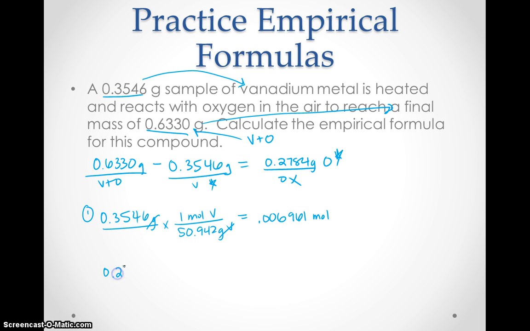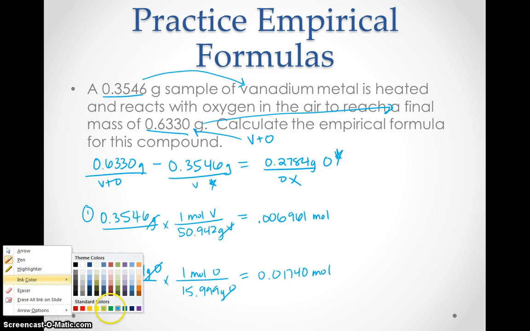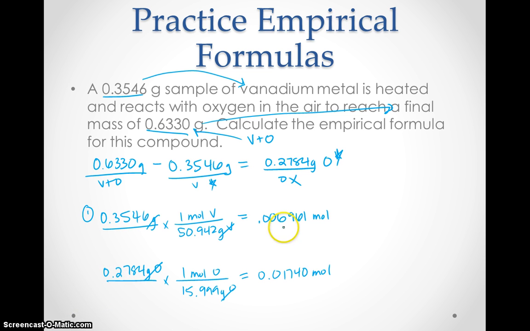I'm going to do the same thing for my oxygen. I've got 0.2784 grams of my oxygen. Every 1 mole of oxygen is 15.999 grams. My grams cancel, get me into moles, and that gets me to 0.01740 moles. So those are my subscripts in theory, but they're decimal places and we can't have that. So now we go ahead and do step 2. This is our smaller number, so we're going to divide both of these by that smaller number.